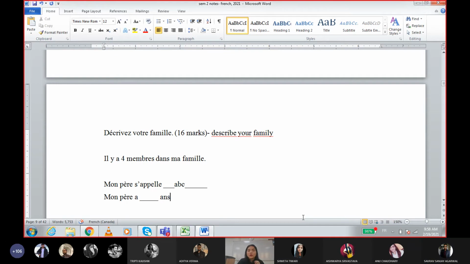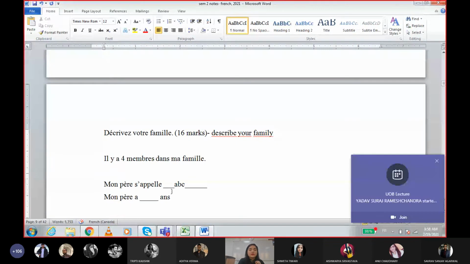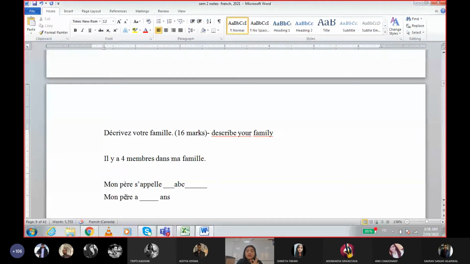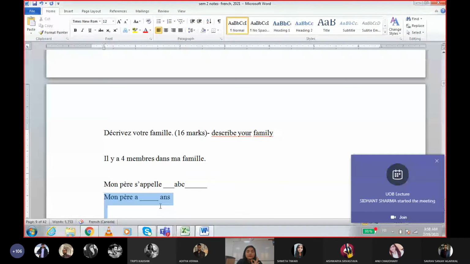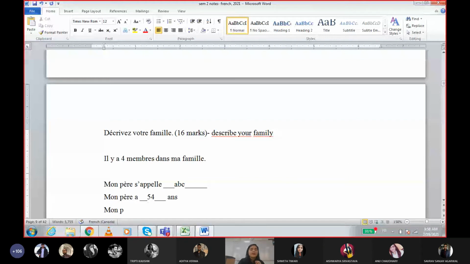So the second sentence to describe someone would become mon père a dash ans. Now what does this mean? My father is these many years old. So you just write the number, maybe 54. Okay, so just write the number and you get marks for the second sentence too. All right.